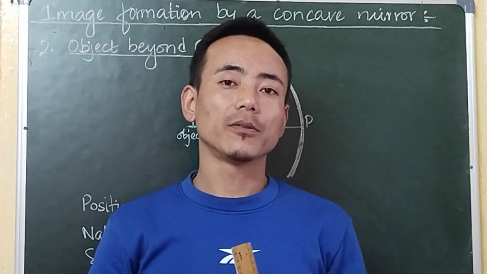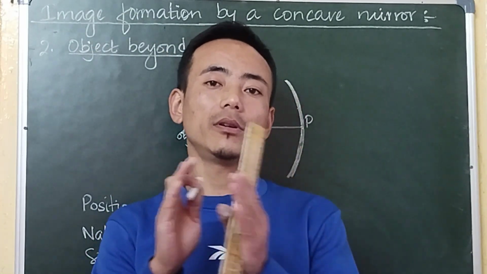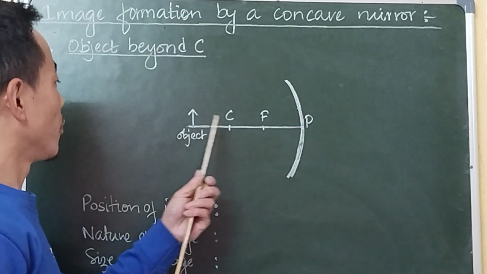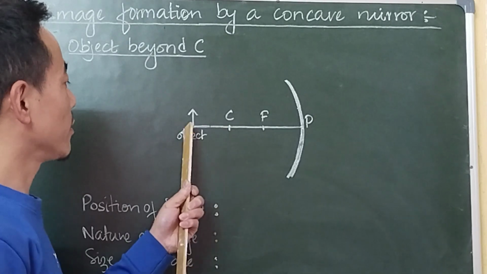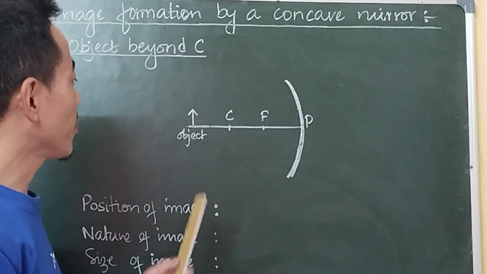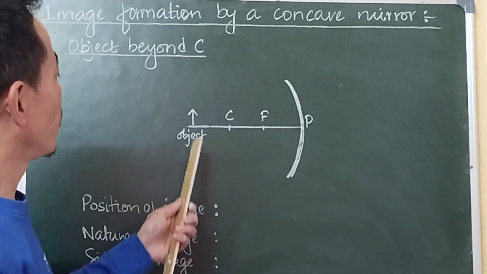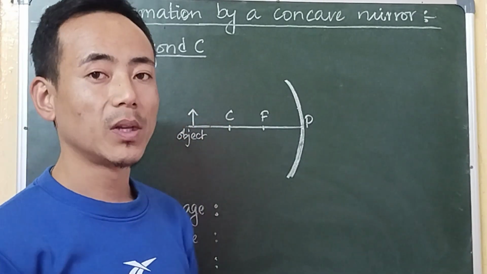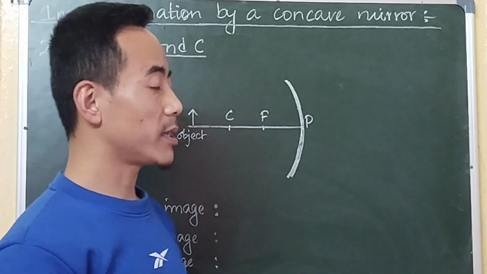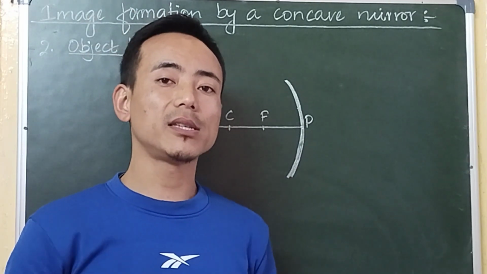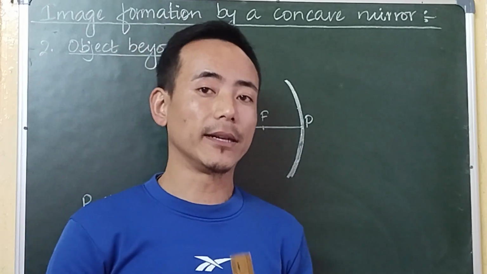So in the second case, we are keeping the object beyond C. So the object here will be beyond C, behind C, that is center of curvature. So let's see what happens or what kind of image will be formed when the object is kept beyond C, that is center of curvature. So again here we will follow the same thing. We will need two incident rays coming from the object, and we will see where the reflected rays will intersect.